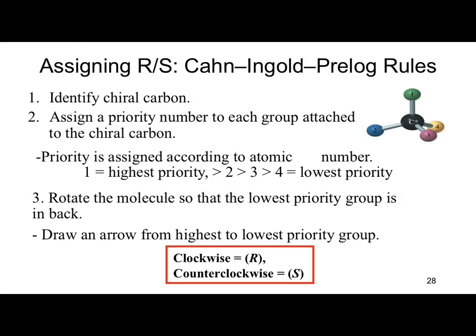Once you've got your priorities assigned, you can go ahead and rotate the molecule so the lowest priority group is aimed away from you, or in the dashed conformation. You can then use an arrow to connect the other atoms from highest to lowest priority. If that arrow runs in a clockwise direction, you would assign that chiral center the R stereochemistry. If it runs counterclockwise, you get the S.